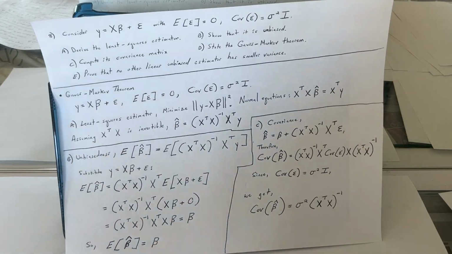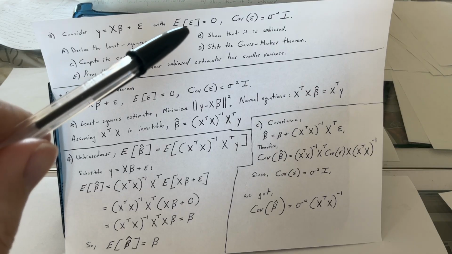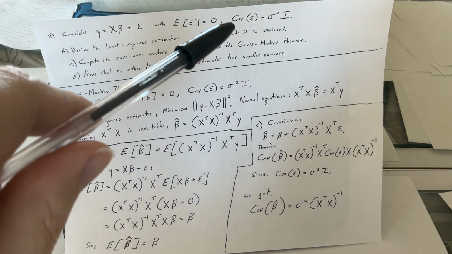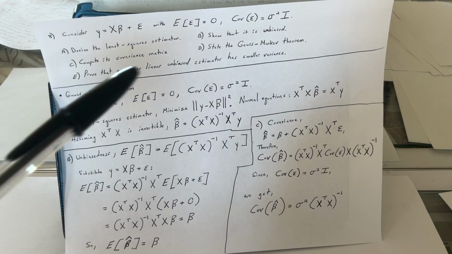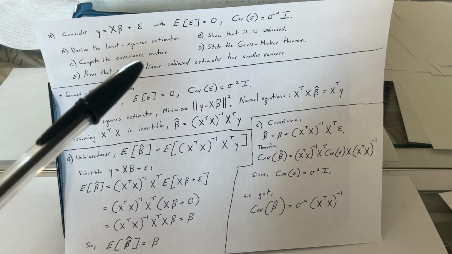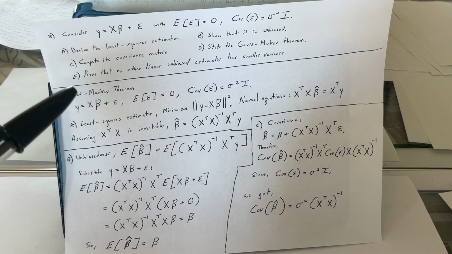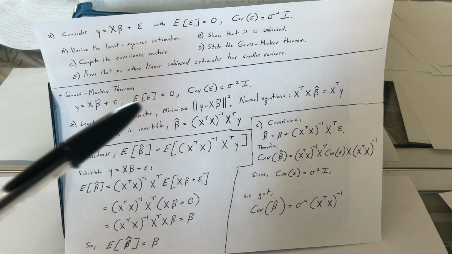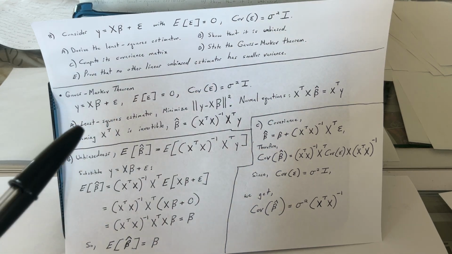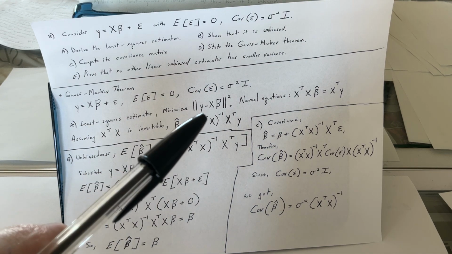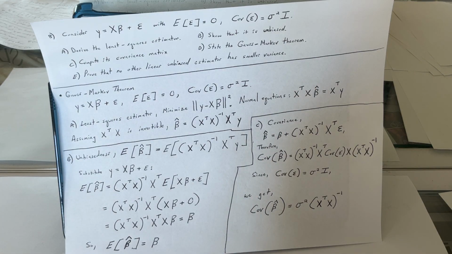Okay, so consider Y equals Xβ plus ε, where E[ε] equals 0 and Cov(ε) equals σ²I. Derive the least squares estimator, show that it is unbiased, compute its covariance matrix, state the Gauss-Markov theorem, and prove that no other linear unbiased estimator has smaller variance. So, for this Gauss-Markov theorem problem, we take what we are given: the least squares estimator, where we minimize the norm of y minus Xβ, squared.